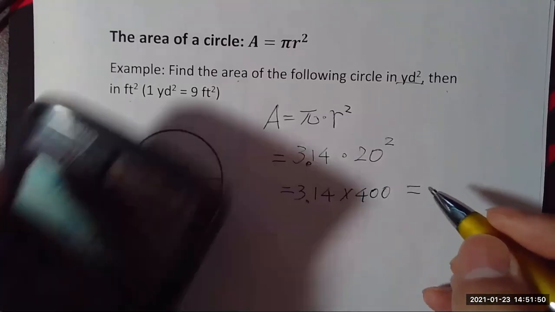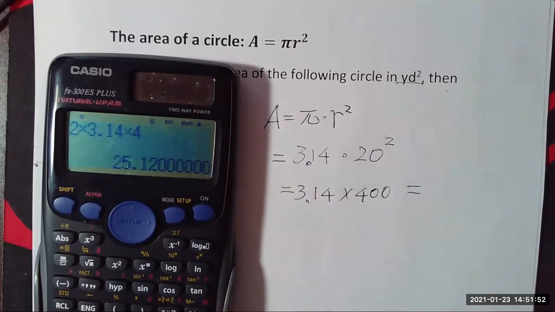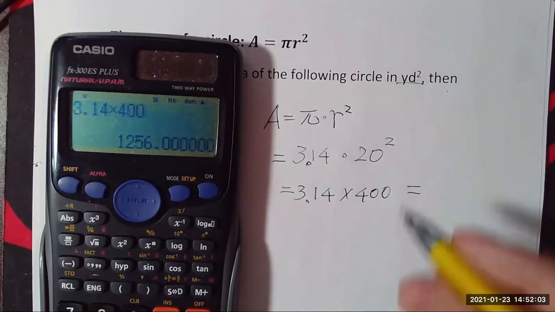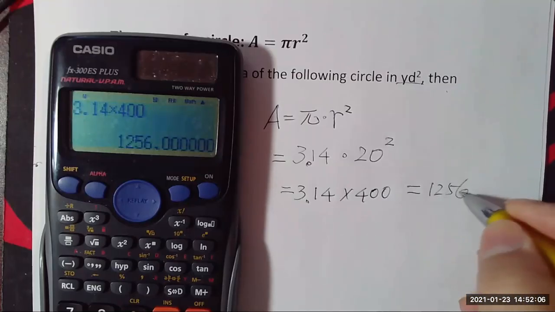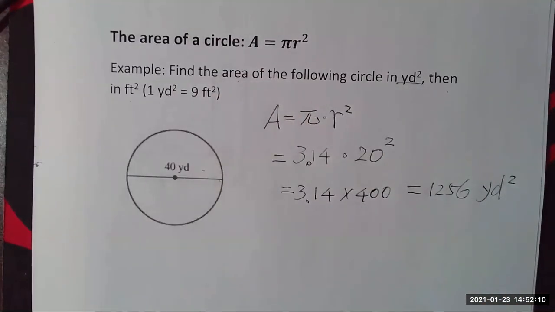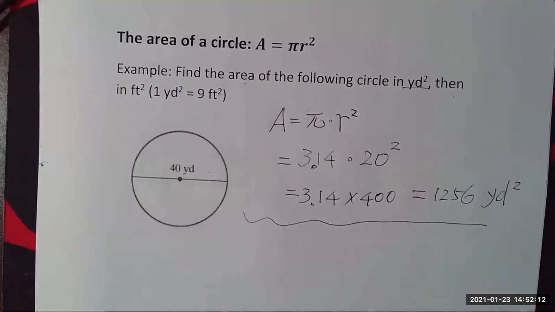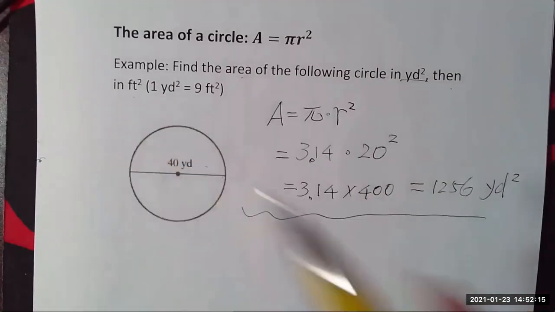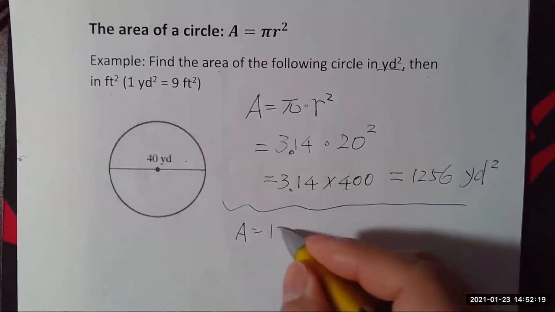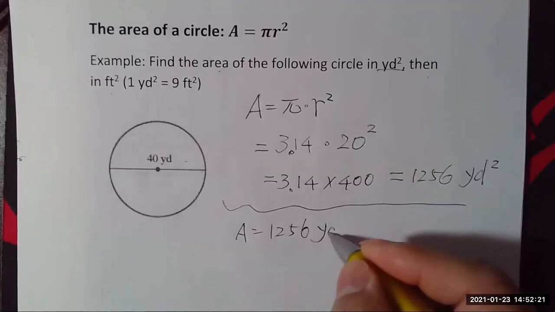So let's do that. 1256, it looks like. Let's do that. 3.14 times 400. Yeah, 1256. And don't forget the units, square yards. Okay, now we want to convert this to square feet because that's a requirement. So area equals 1256 square yards.